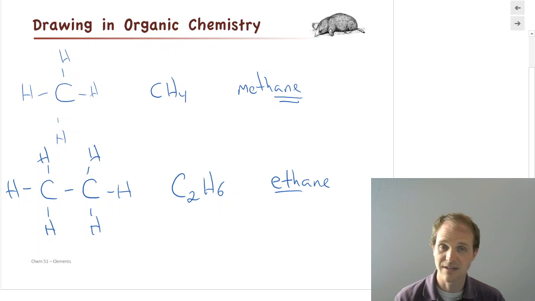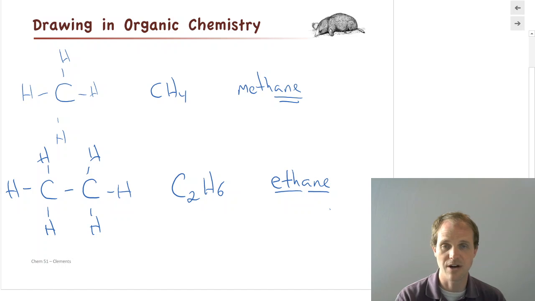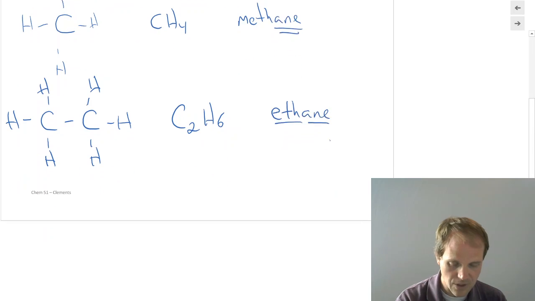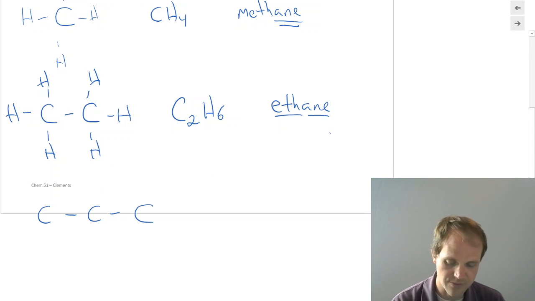So eth tells us 2 in this case. And the ane tells us, hey, we've got a bunch of carbons single bonded to other carbons with some hydrogens around it. And that's our ane, the alkanes. Cool. So we go to the 3 carbons, 1, 2, 3, and then we start to add hydrogens around them.